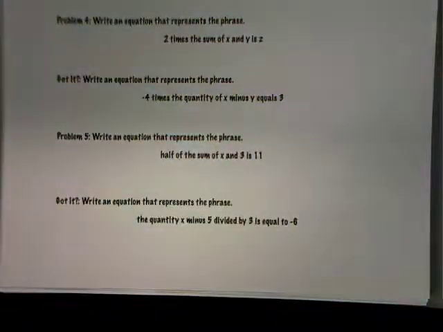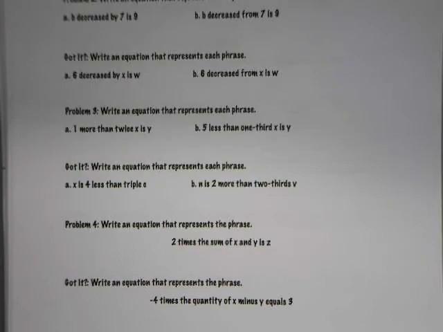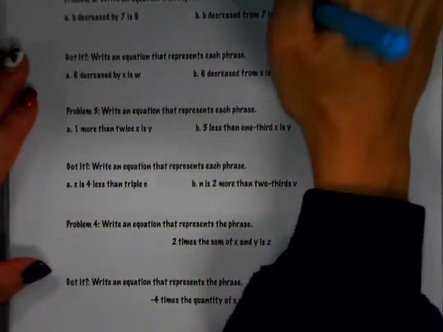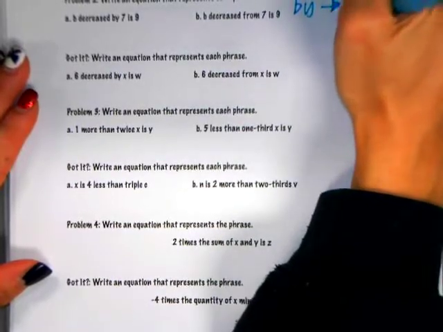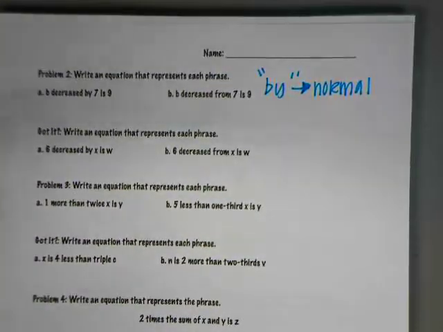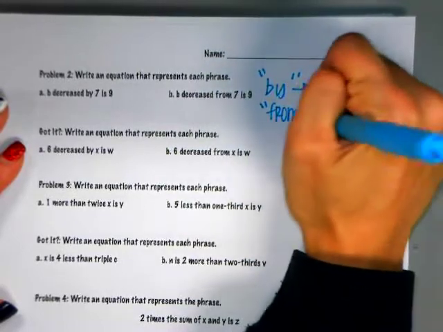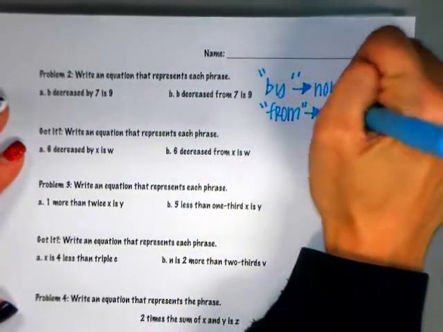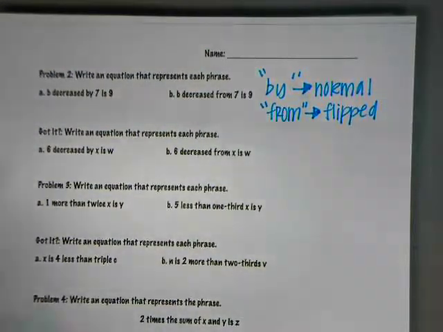All right. Okay, next ones are going to deal with the words like by and from. So the word by is going to be normal. Okay, hold on, Victor. So the word by is going to be normal. The word from is going to be flipped. Because if you're taking something from something else, you have to start with the something else. Okay?